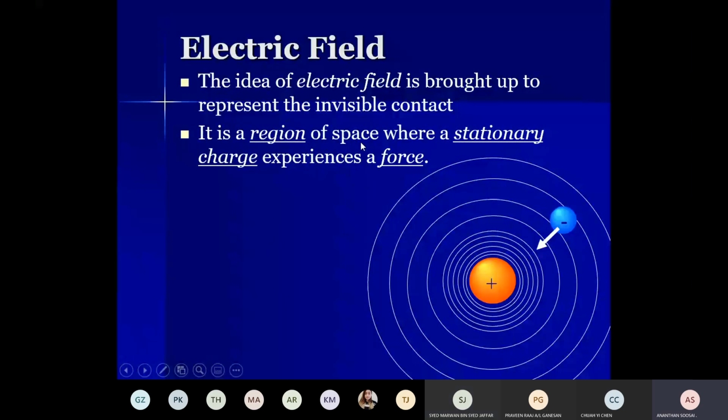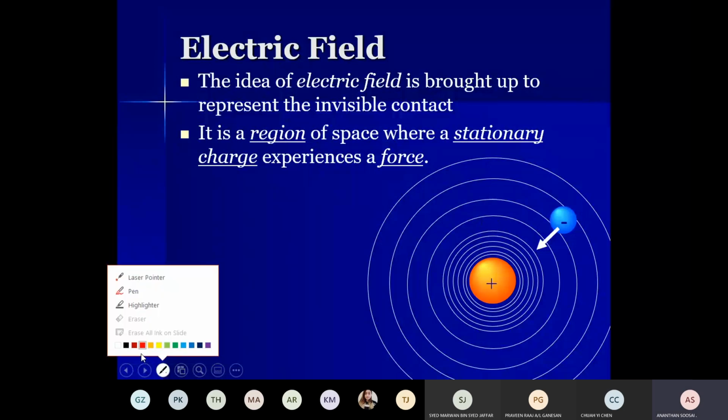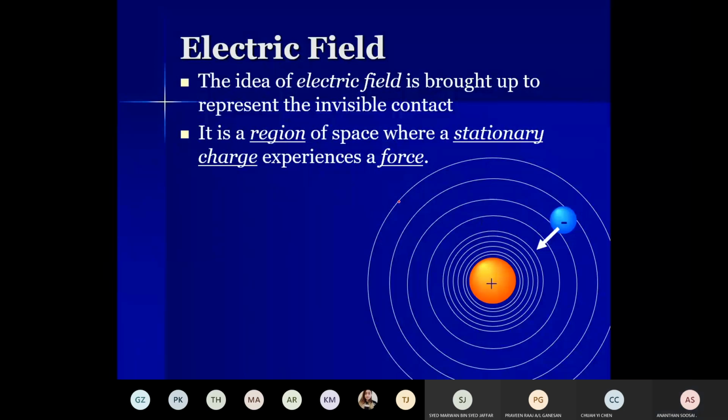A region of space where a charge experiences force. You don't need to say stationary. Just say a charged particle experiences force, because not only a stationary charge will experience electric force, a moving charge can also experience electric force in an electric field. So what is electric field? A region of space where a charge experiences force.